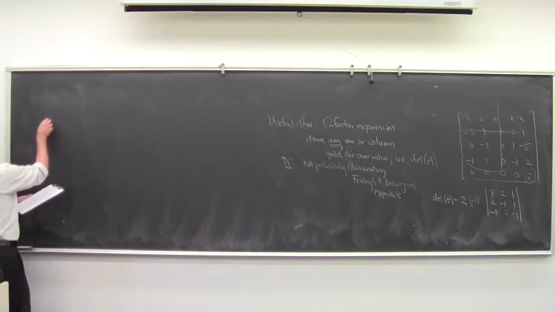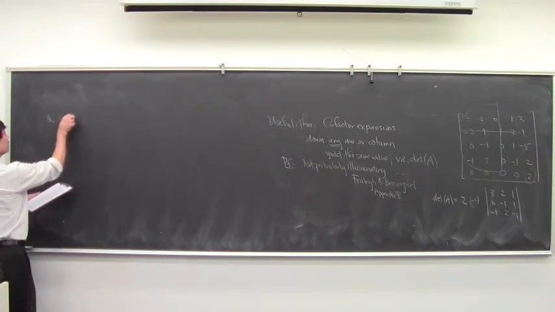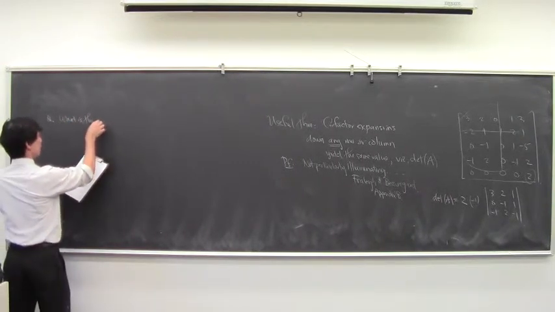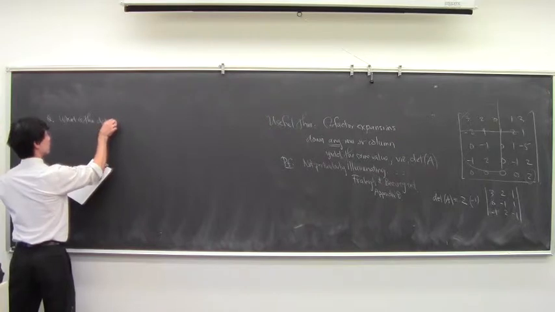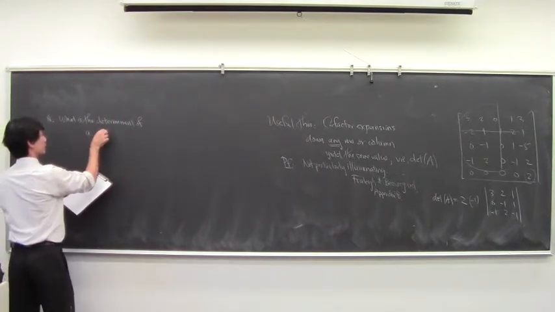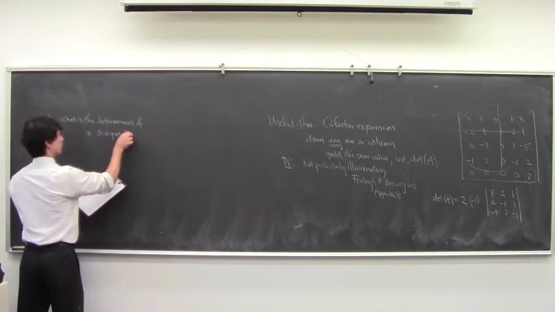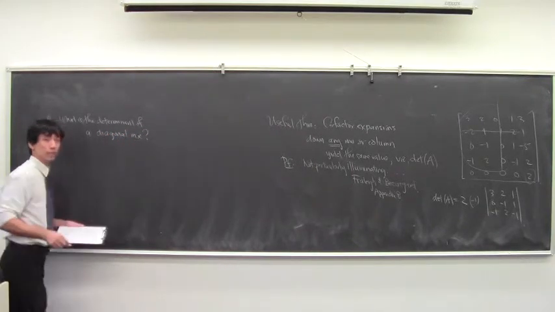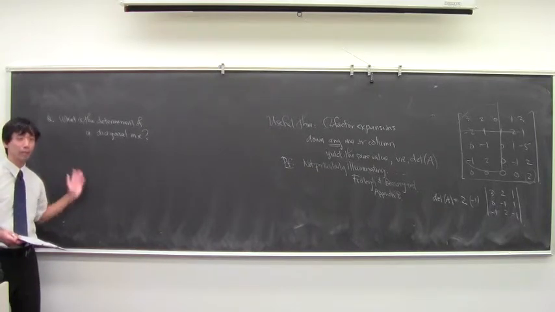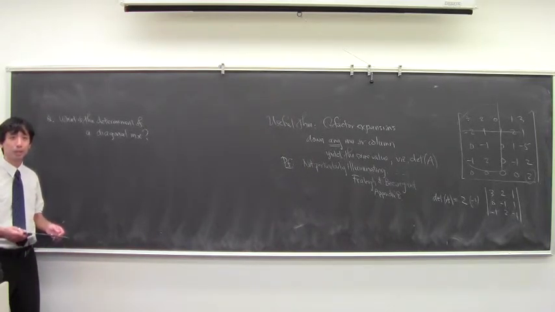Okay, so let me ask you a question. What is the determinant of a diagonal matrix? What's the determinant of a diagonal matrix? Say the matrix is all zeros except on the diagonal where you have some numbers.